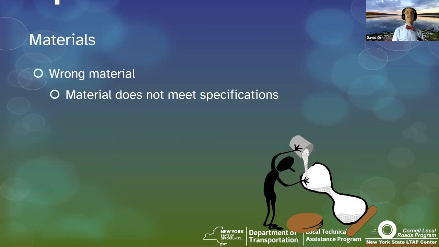Maybe even more critical is it doesn't meet the spec. And did you even spec something? That's one of my reasons why I have a pet peeve against item 4 gravel, because I don't know what the spec is. It hasn't been a state spec since 1972. And so if you ask for item 4, what are you getting?